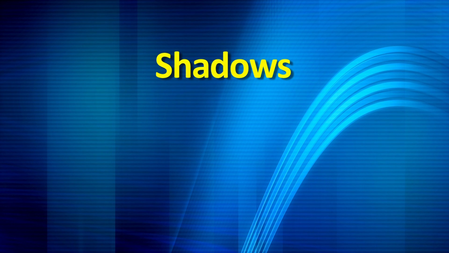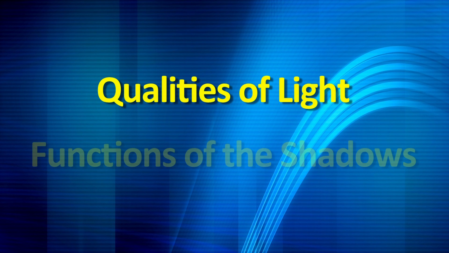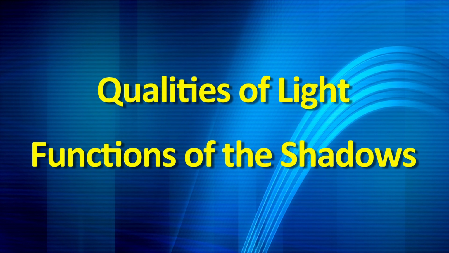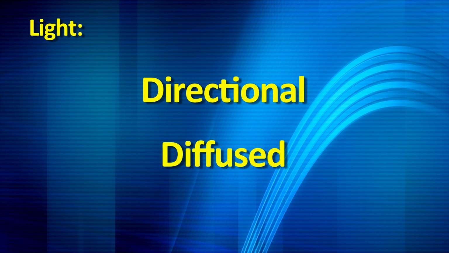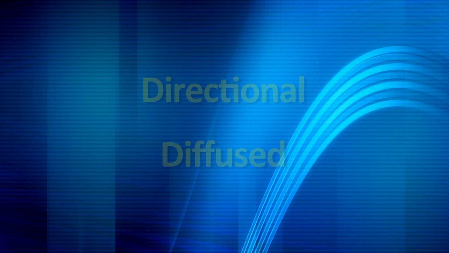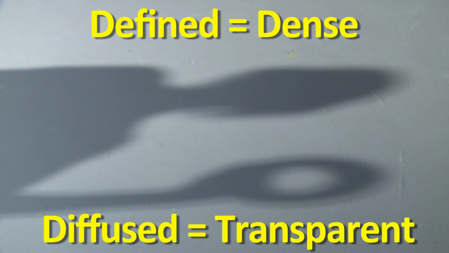Shadows help us see the three-dimensional world on a two-dimensional screen. Control of light and shadow requires that you understand the qualities of light and the functions of shadows. Light can be described as being directional or diffused. Directional light, like the sun or a spotlight, has a defined beam that causes dense shadows. Diffused light creates transparent shadows.